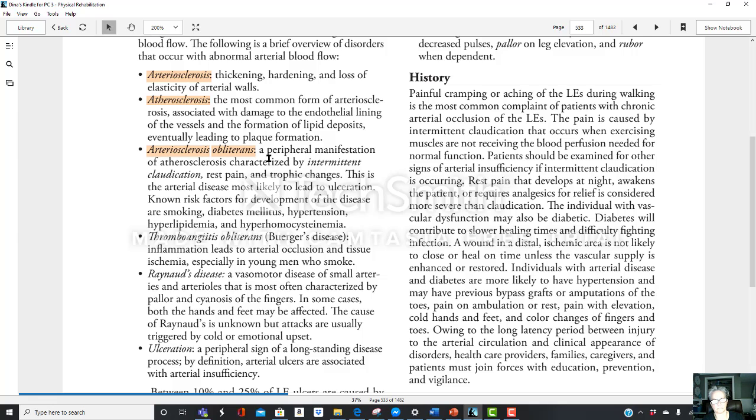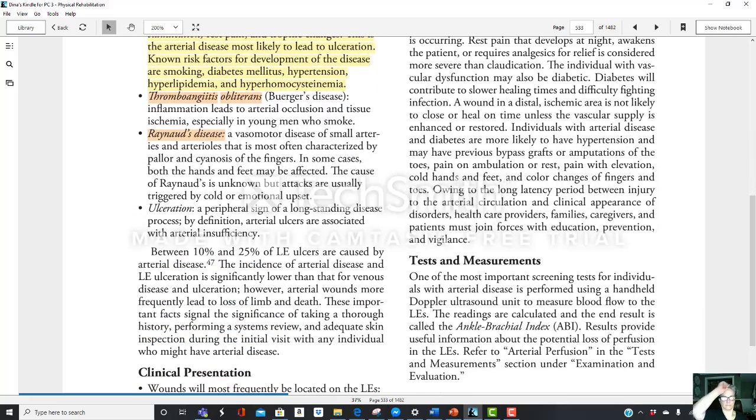Thromboangiitis obliterans, Berger's disease: inflammation leads to arterial occlusion and tissue ischemia, especially in young men who smoke. Raynaud's disease, a vasomotor disease of small arteries and arterioles, is most often characterized by pallor and cyanosis of the fingers. In some cases, both the hands and feet may be affected. The cause of Raynaud's is unknown, but attacks are usually triggered by cold or emotional upset. Ulceration, a peripheral sign of a long-standing disease process.